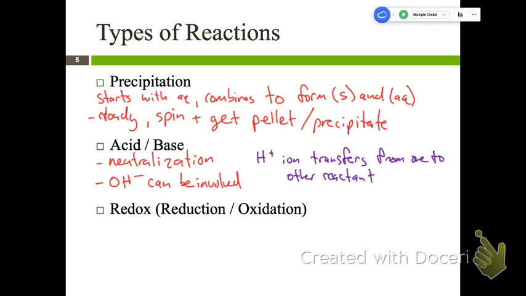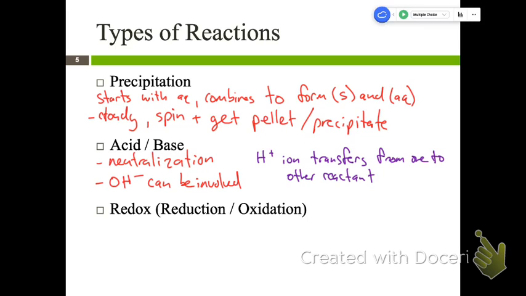So this is the simplest form of a definition for an acid-base reaction: you have an H on one atom, on one molecule, that's transferred without its electron to the other. So whenever we see a transfer of an H from one side to the other, and it doesn't bring its electron, then that's an acid-base reaction.